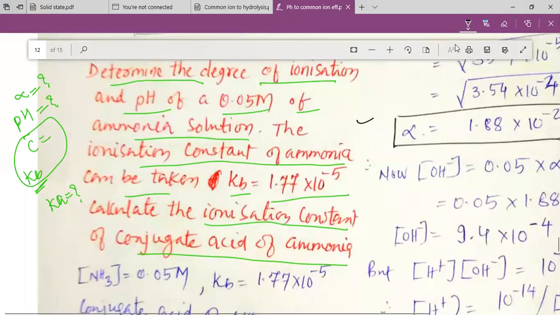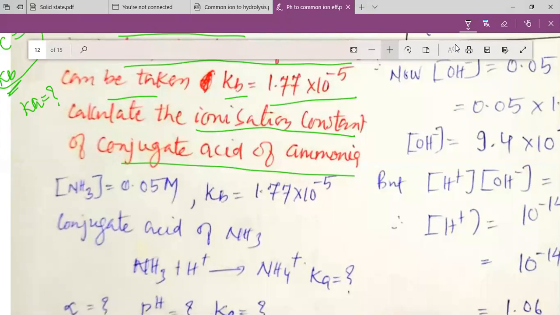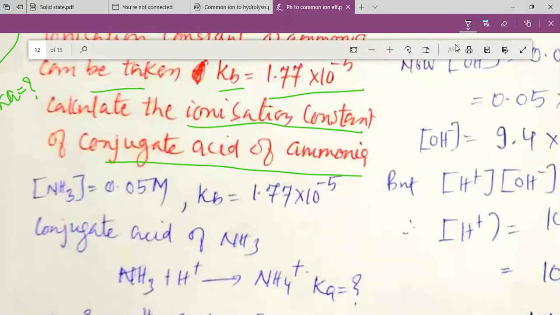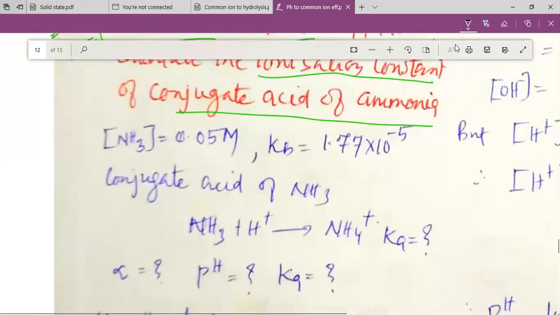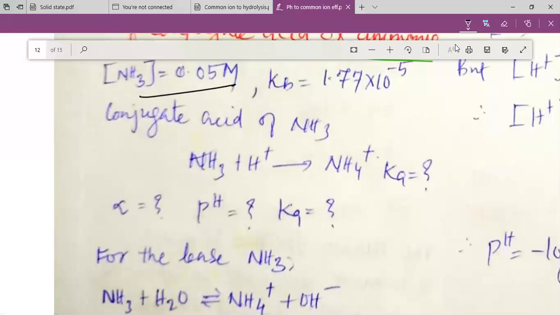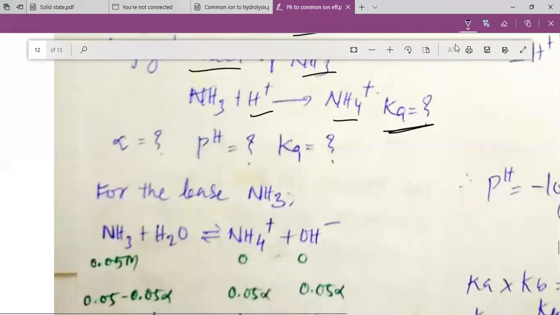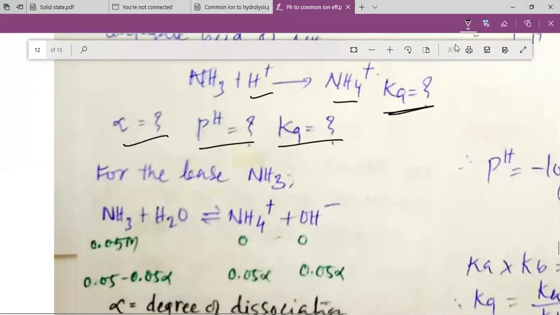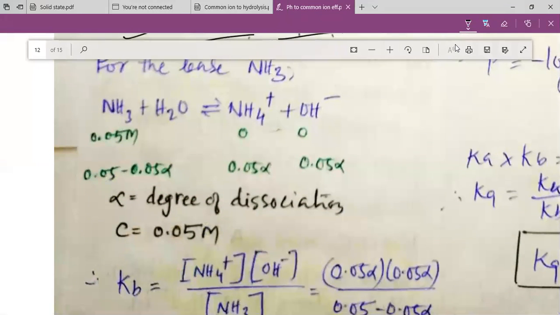Let's move forward. You can see that we are given the concentration of ammonia, that is 0.05 mole per liter. We are given the Kb value for it, and the conjugate acid of NH3 is NH4 plus. So you can see that NH3 when it reacts with H plus gives us NH4 plus, and for this reaction we need to find out the equilibrium constant, that is the acid dissociation constant. We need to find alpha, the pH, and the Ka for this. So for that, let us look into the solution.